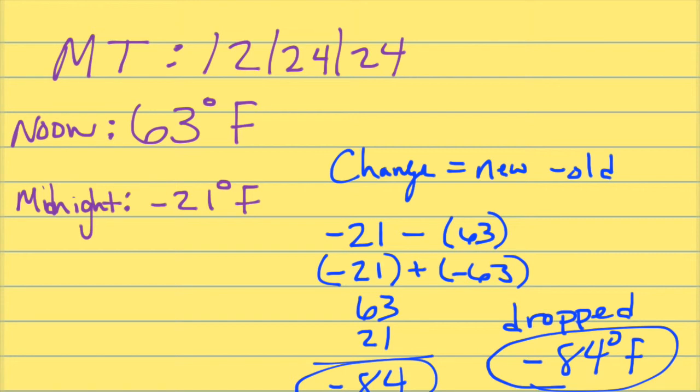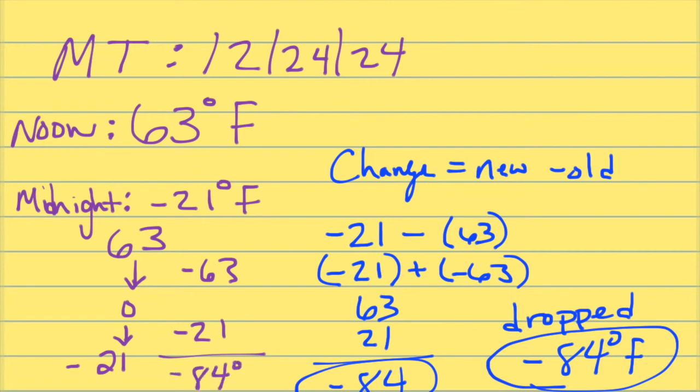Now let's think about this logically. From noon to midnight, it dropped from 63 to negative 21. So first it had to pass 0. That's a drop of 63 degrees. Then it had to pass from 0 to negative 21. That's a drop of another negative 21 degrees. And so when we total that up, we see again that we get negative 84 degrees Fahrenheit for change. That is really, really cold.